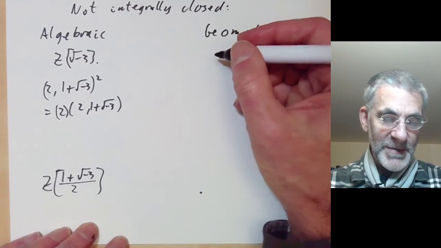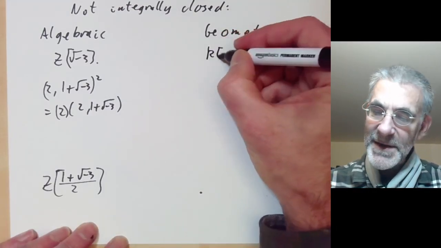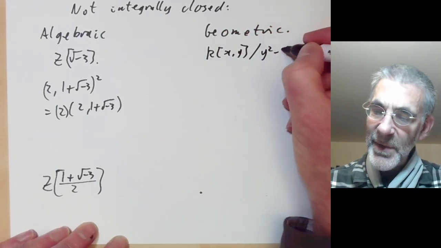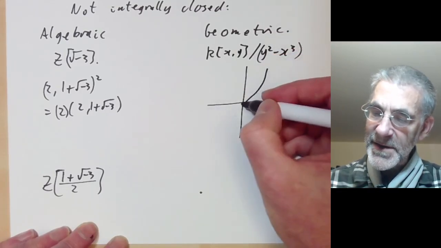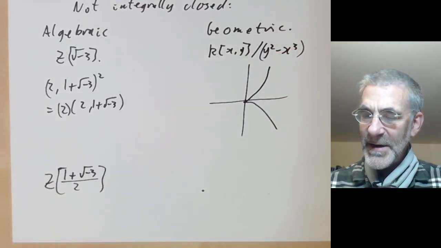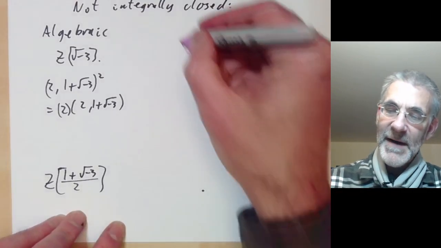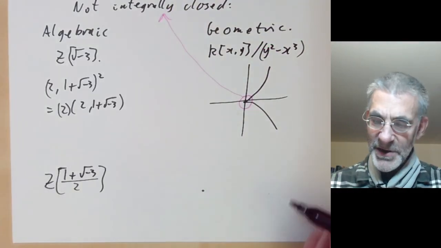A corresponding geometric example might be something with a cusp. For example, we might take the ring of polynomials in two variables and quotient out by y squared minus x cubed. So this looks something like this. It's a curve, and as you see, it's got a singular point here, which corresponds to the fact that this ring isn't integrally closed. And let's check it's not integrally closed.